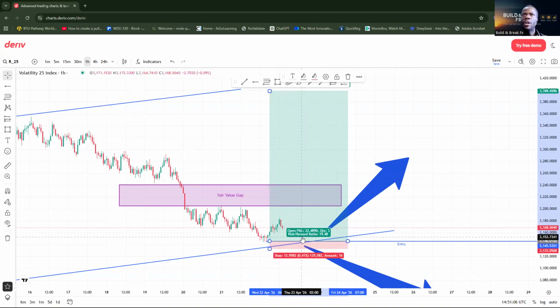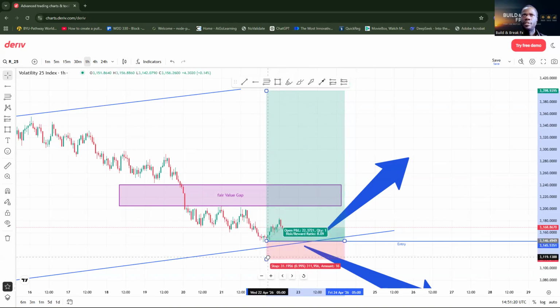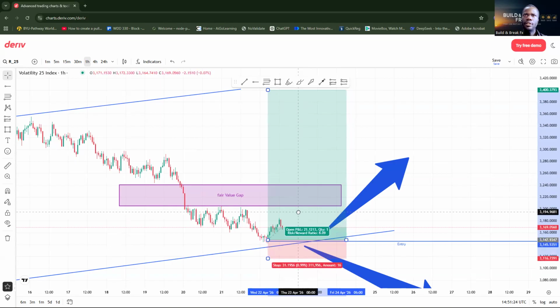It shows you your risk to reward ratio. You are going to get $19 when you are risking what? $16, right? Wait a minute. There's something that is not correct there.